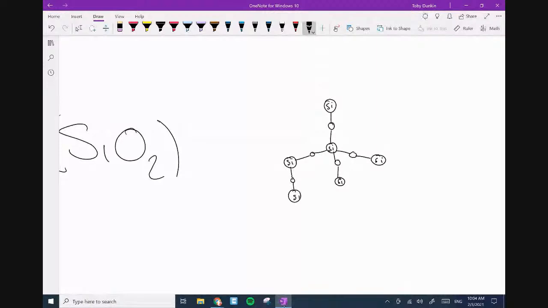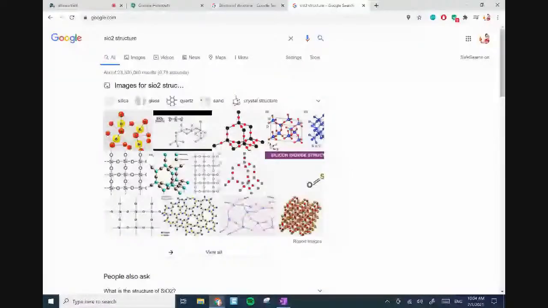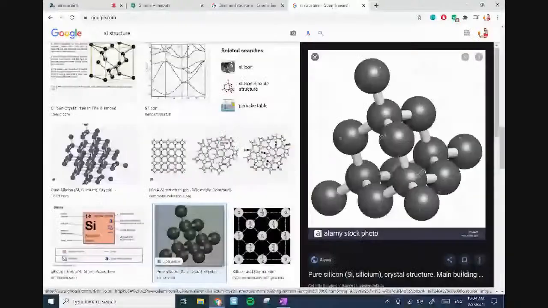Let me show you. SiO2 structure. Nice, and there it is. Same diamond-like pyramid. If you look at silicon, it's the same as diamond. Same pyramid structure. Same thing. So we can compare these directly.